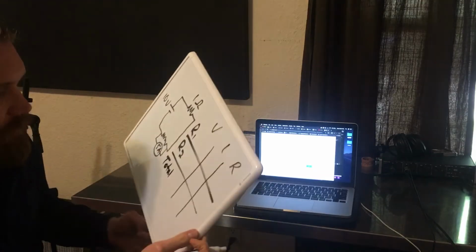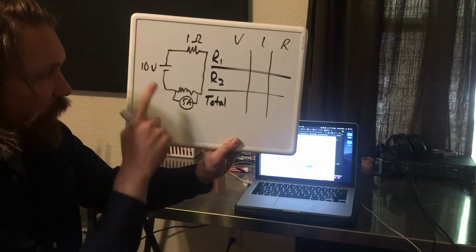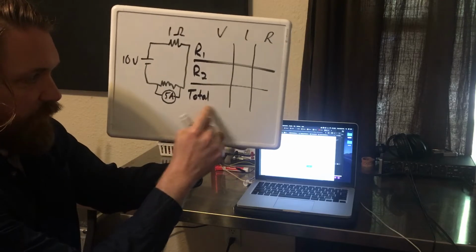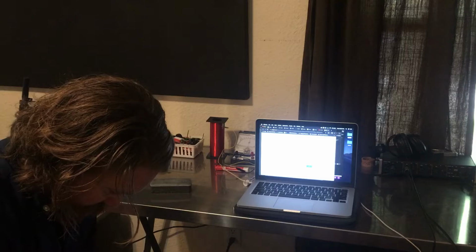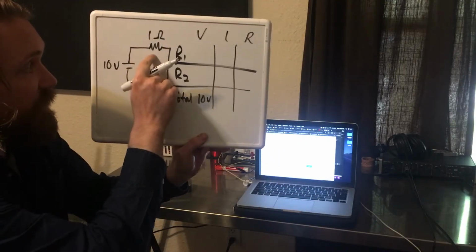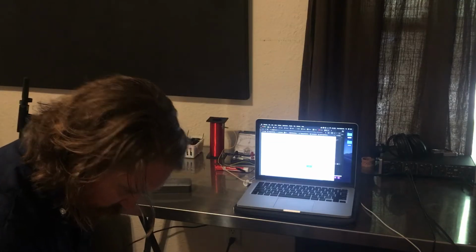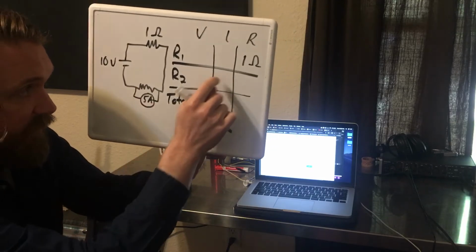Is that being helpful? I think it is. All right. So label everything we know. Number 1, we know that this battery has 10 volts. So the battery is always your total voltage. Okay, and I know my resistor for the first resistor, R1, is 1 ohm. Okay, and I know the current in the second resistor is 5.